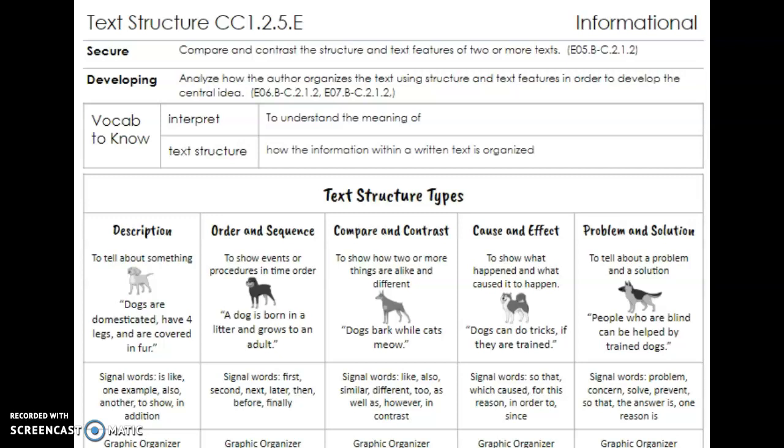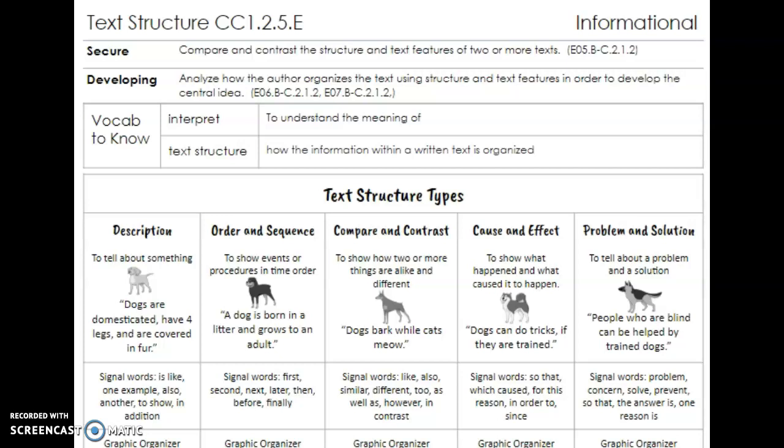Today we're going to look at text structure on page 28 in the Grab and Go. In text structure, we want to be able to compare and contrast the structure and text features of two or more texts. And then we're developing the skill of analyzing how the author organized the text using structure and text features in order to develop the central idea.